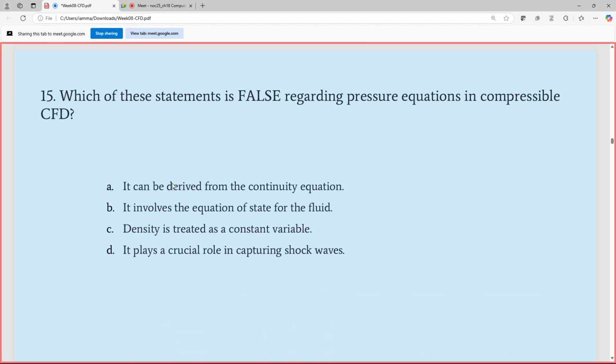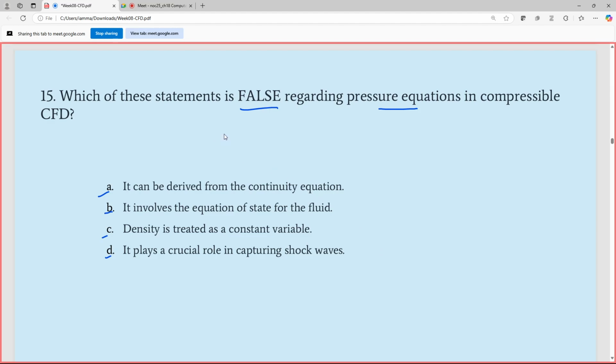Next question. Which of the statements is false regarding pressure equations in incompressible CFD? Options are option A, it can be derived from the continuity equation. Option B, it involves the equation of state for the fluid. Option C, density is treated as a constant variable. Option D, it plays a crucial role in capturing shock waves.